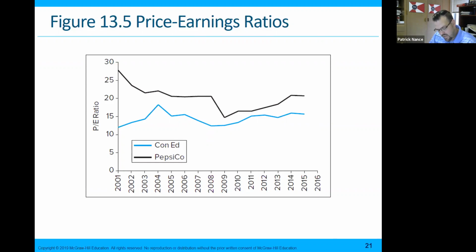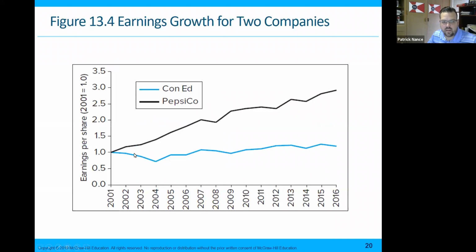When earnings depart from the trend line, the PE ratios also move in the opposite direction. For example, when Con Ed's earnings fell from 2001 to 2003, the PE ratio rose. Similarly, when Pepsi's earnings per share increased at an above-trend rate of 17% between 2008 and 2009, the PE ratio fell. So you can see the fall here for PepsiCo, and then Con Ed, 2001 to 2003, this part right here. You can see what happened with Con Ed in 2001 to 2003 versus PepsiCo in 2007 to 2009, the earnings per share falling.